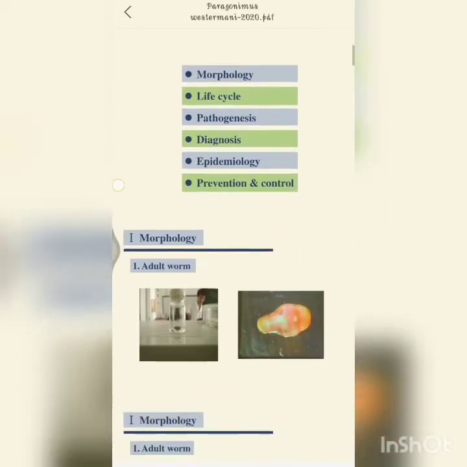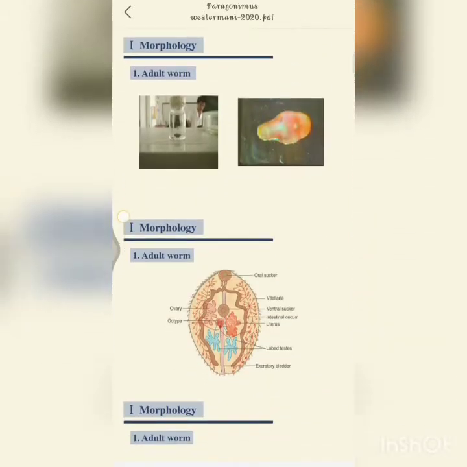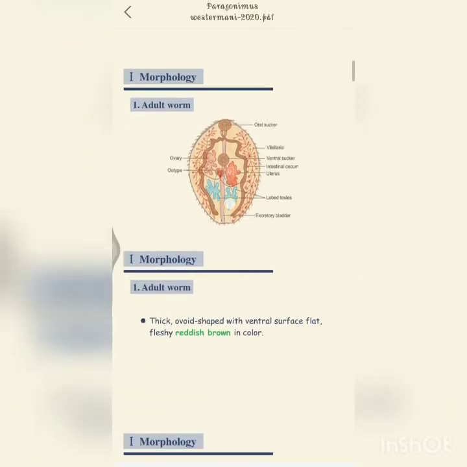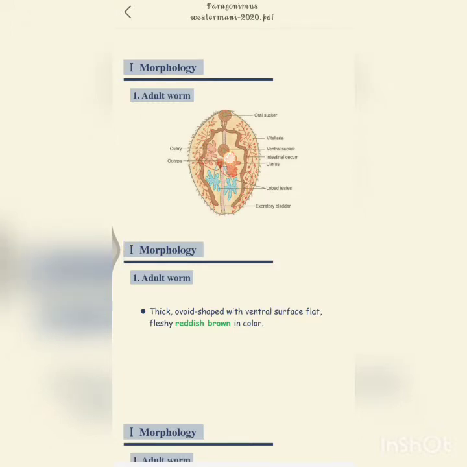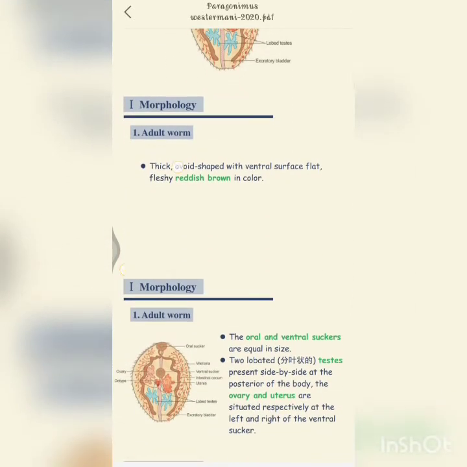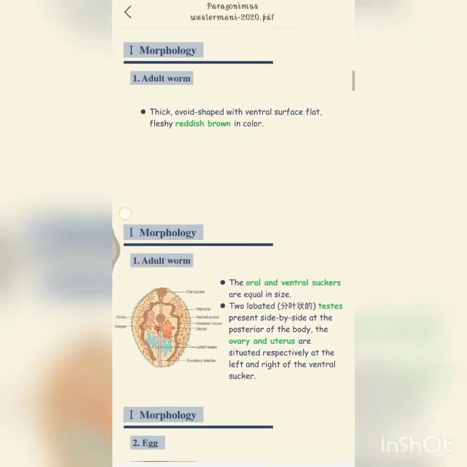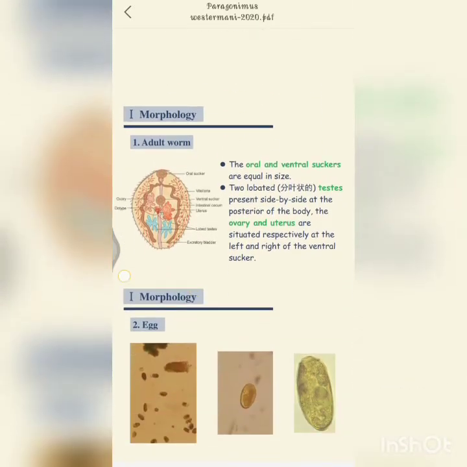And now let us see the morphology of the adult worm. Here you can see how the adult worm looks. The adult worm has an oral sucker, vitellaria, ovary, ootype, lobed testis, excretory bladder, and also the uterus here. The adult worm is thick, ovoid in shape with a flat ventral surface, fleshy, reddish brown in color. And the oral and the ventral suckers are equal in size.